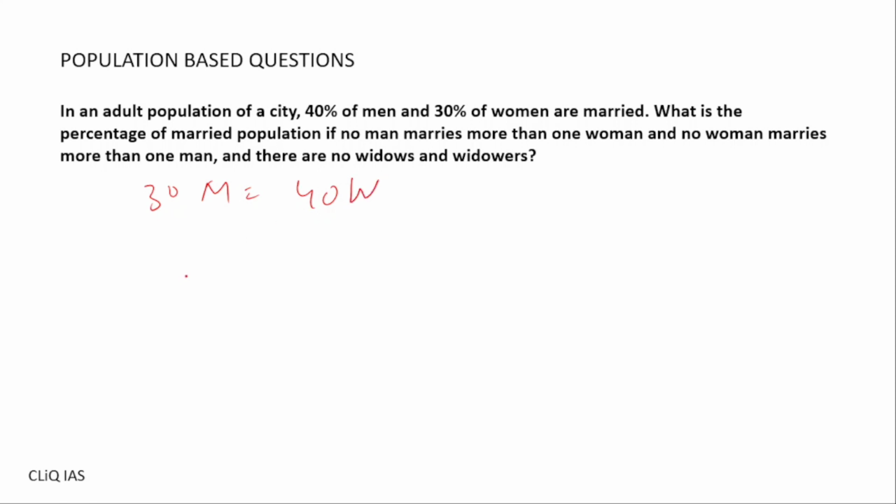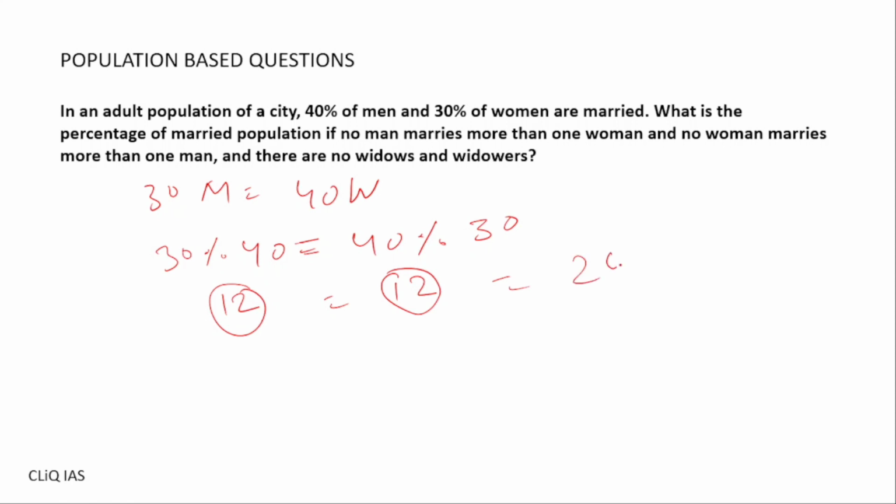Okay, I told you the rule, x% of y equals y% of x. So 30% of 40 will be equal to 40% of 30, and you can prove it here. 30% of 40 is what? 12, and 40% of 30 is what? 12. Bingo.